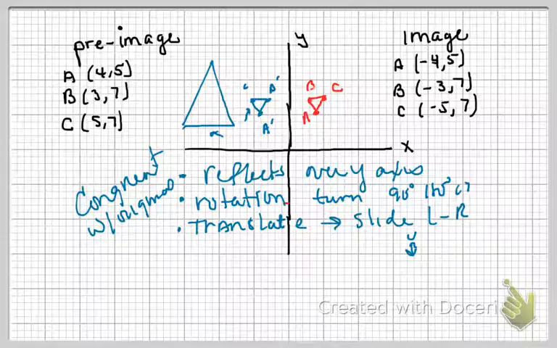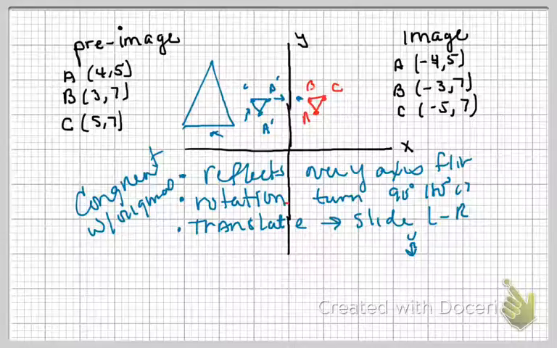And reflect means it's just like looking in a mirror. It kind of flips. So the shape really kind of flips. And if you notice, the B is real close to the y-axis. This B is real close, and it's the same distance, too. If you look, 1, 2, 3, 1, 2, 3, same distance.